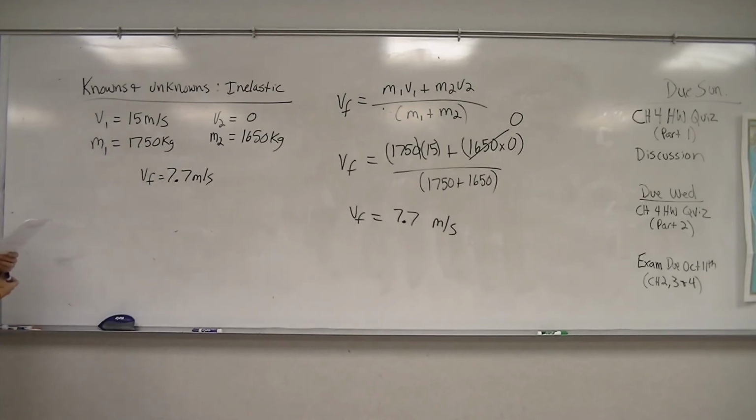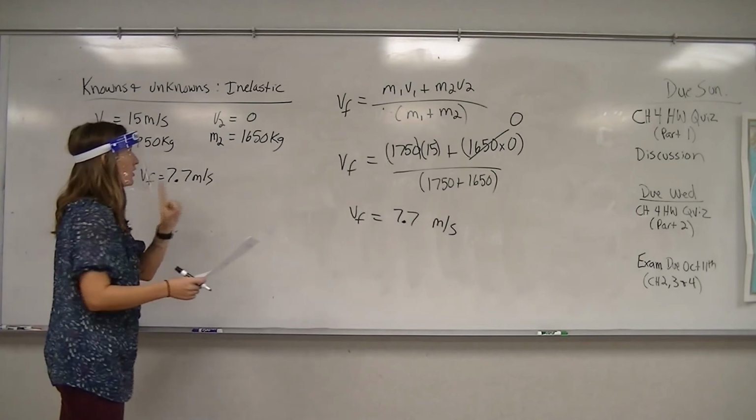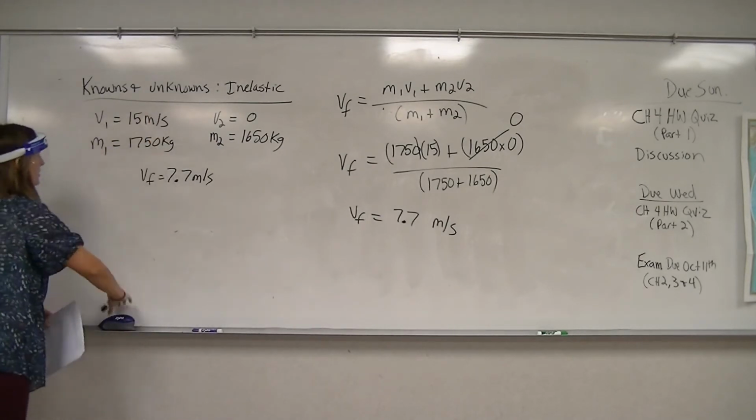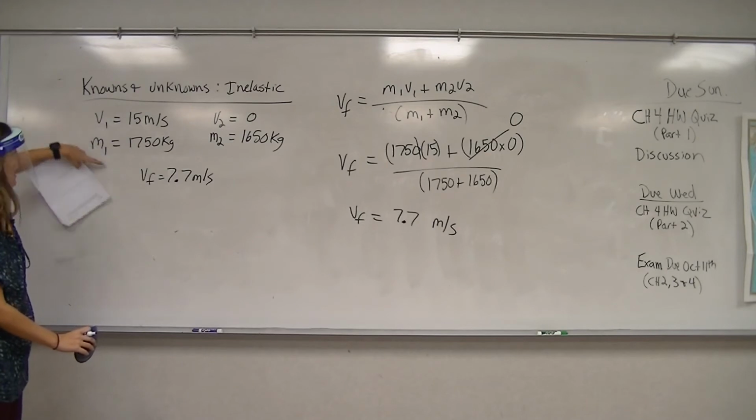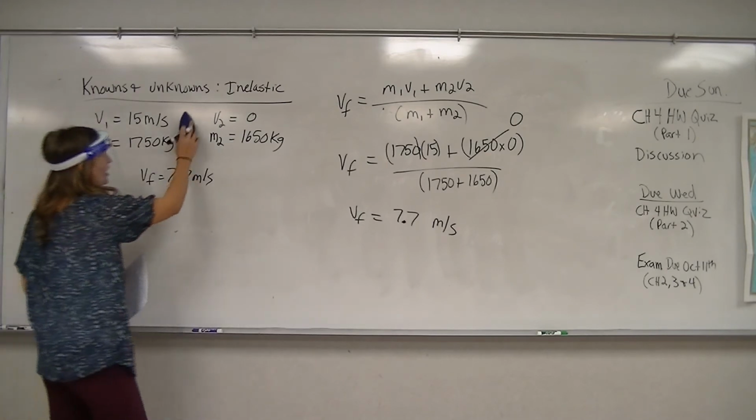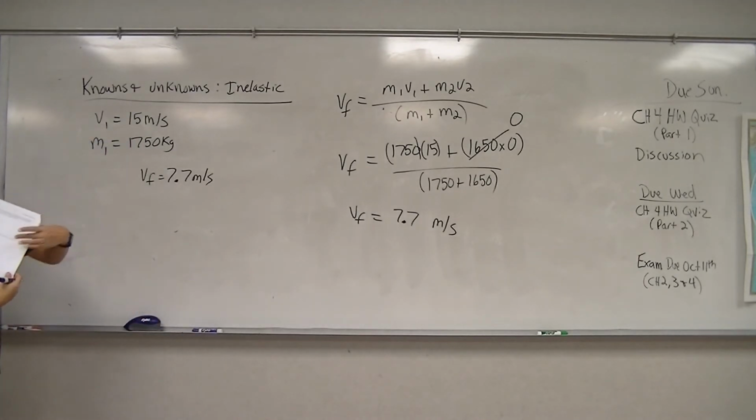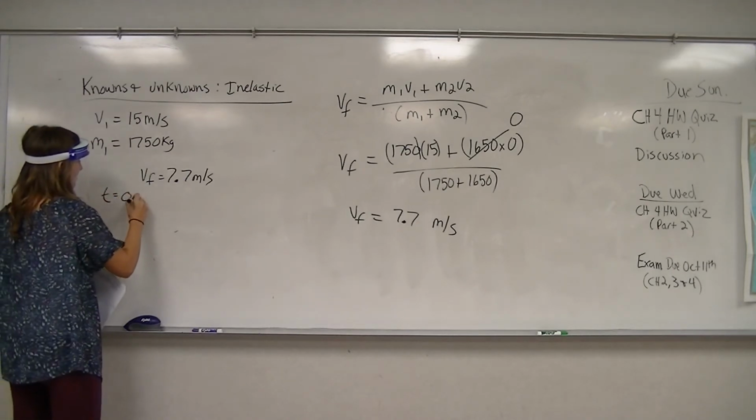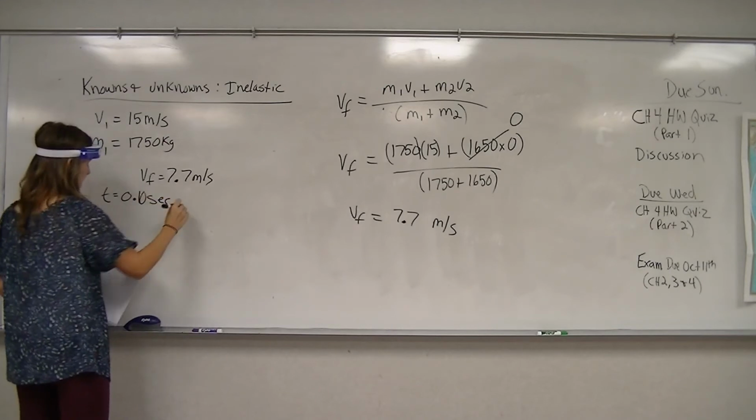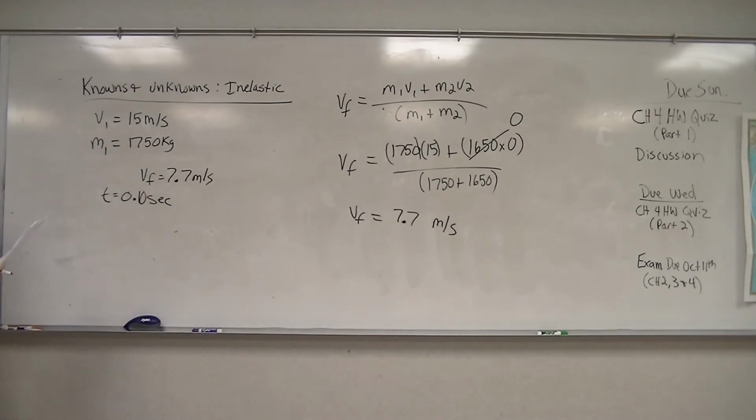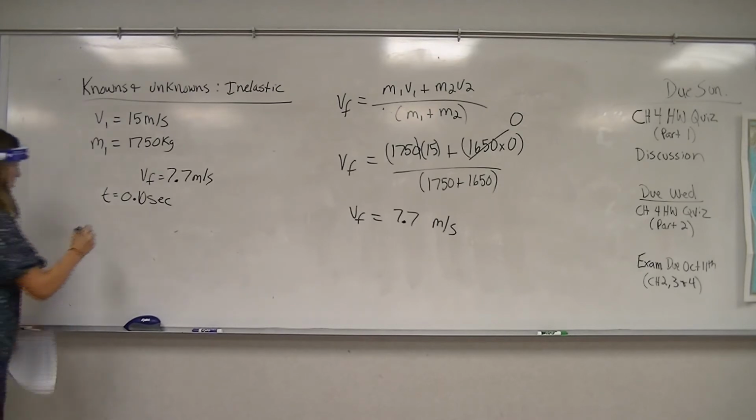Okay, so let's look at number 5. It's using the same information, so I haven't erased yet. It's saying if the crunch time was 0.1 seconds, what is the impulse and force on the first car? I'm going to keep M1 and V1 up here because it's asking about car 1, and those two variables belong to car 1. I'm going to erase car 2's information. I'm also going to add the time they gave me, 0.1 seconds. And they want to know impulse and force.